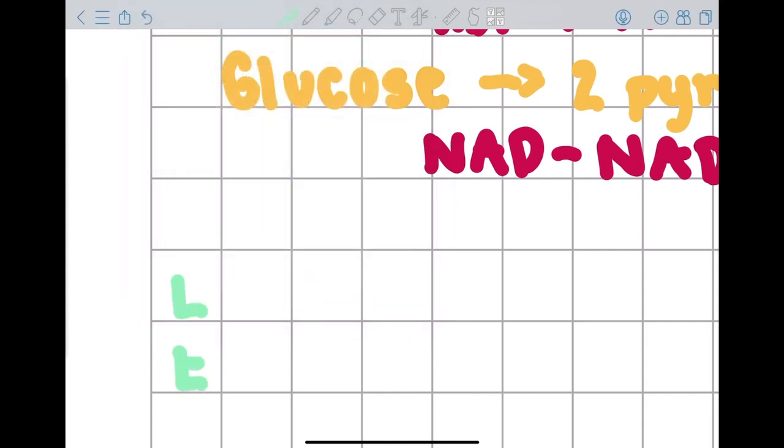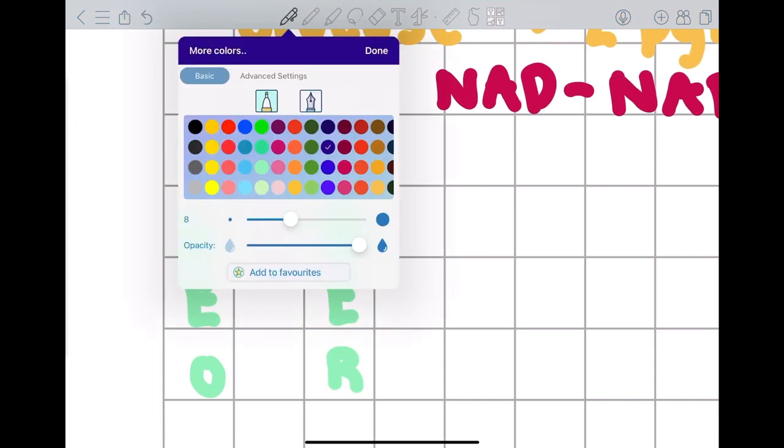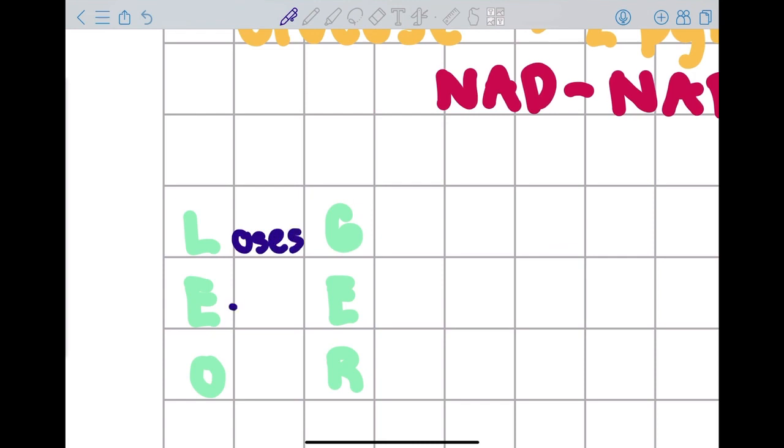Now, let's understand something. NAD is reduced to NADH because it is gaining electrons. NADH is oxidized into NAD because it is losing electrons. During glycolysis, NAD is reduced to NADH.